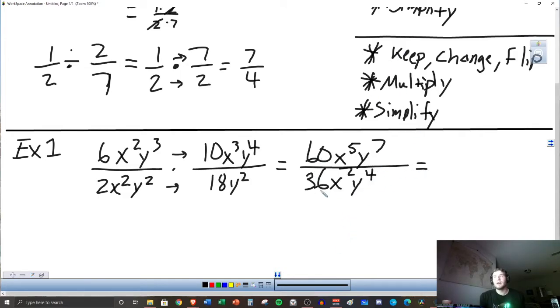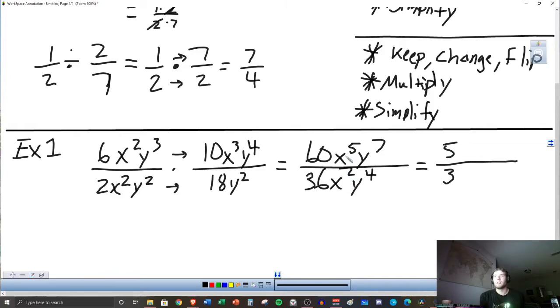Well, what is 60 over 36? Well, the GCF is 6, I think. So that's, oh, actually, it's more than that. What is it? What goes into both of these? 12? I think 12 goes into both. So 12 goes into both, so it's 5 over 3.